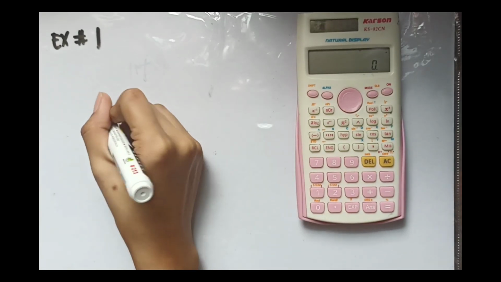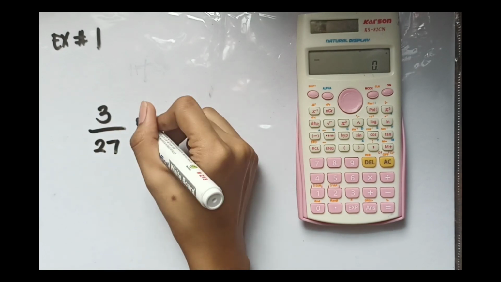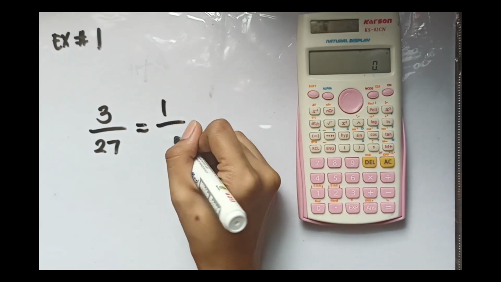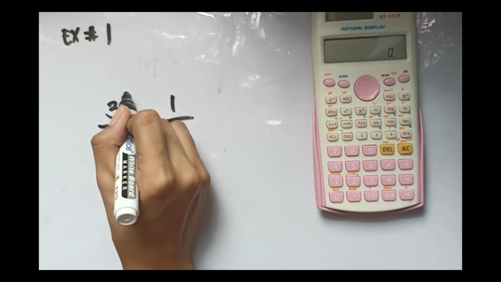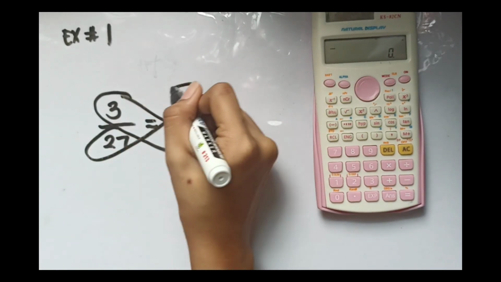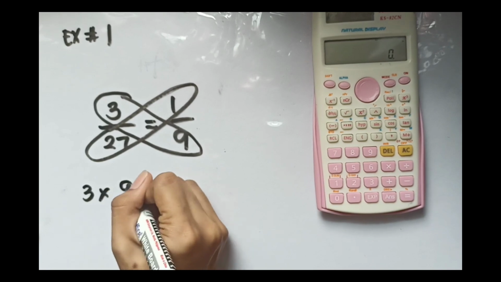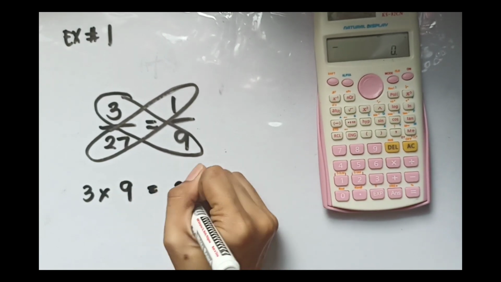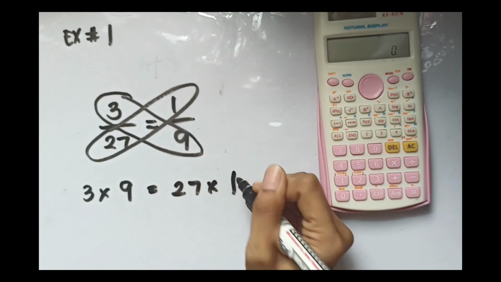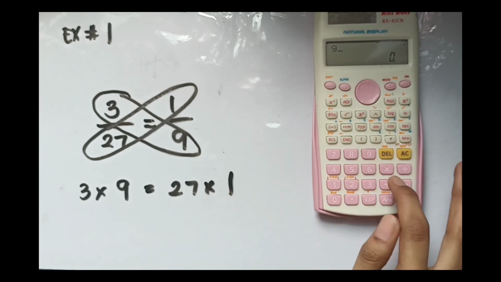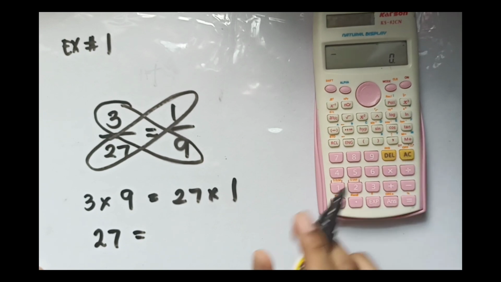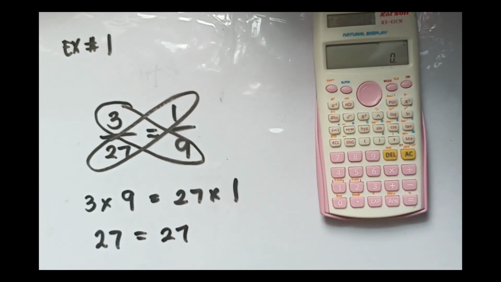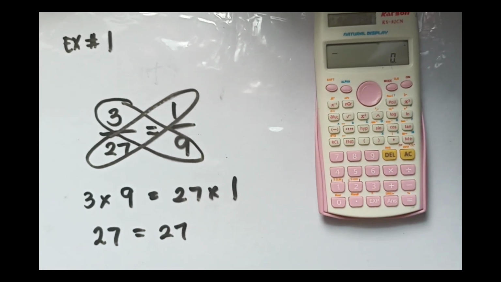Example number 2, 3 is to 27 as 1 is to 9. First step, we're gonna do cross multiply. 3 times 9 equals 27 times 1. 9 times 3 is equal to 27. 27 times 1 is equal to 27. Dahil parehas sila ng value, ibig sabihin, proportion sila.